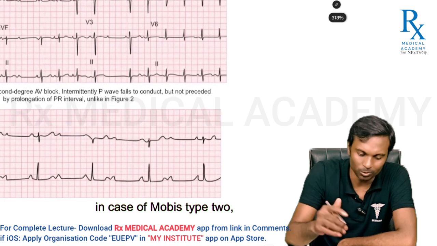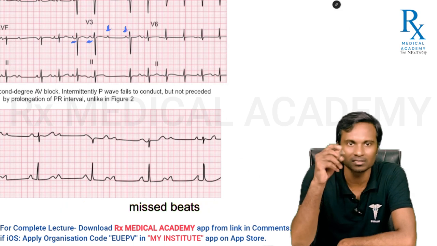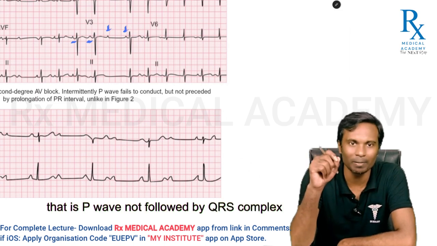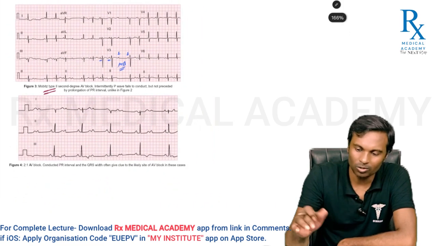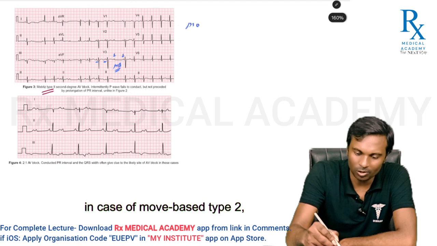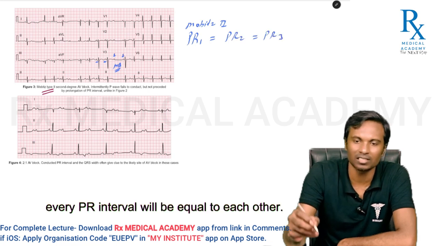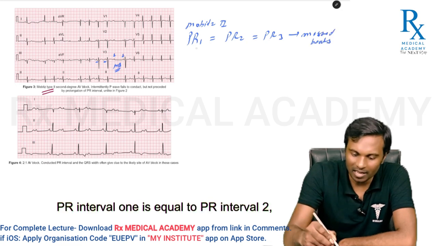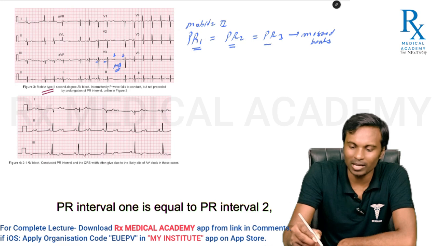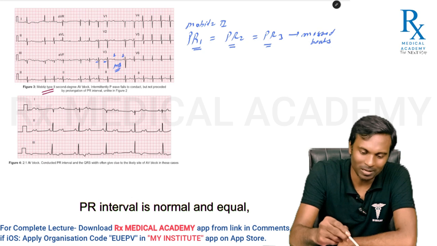In case of Mobitz type 2, there will be normal PR intervals, but sometimes you can appreciate the presence of missed beats. That is, a P wave not followed by a QRS complex, instead the P wave is followed by the next P wave. Now try to appreciate this particular thing. In case of Mobitz type 2, PR intervals will be normal and each and every PR interval will be equal to each other, and it can be followed by missed beats. PR interval 1 is equal to PR interval 2, and PR interval 2 is equal to PR interval 3. Each and every PR interval is normal and equal.